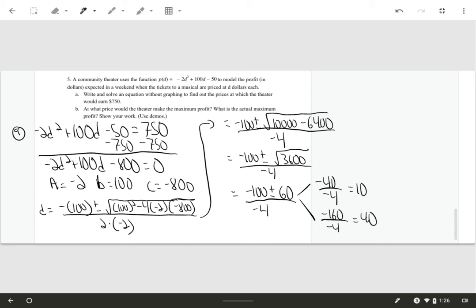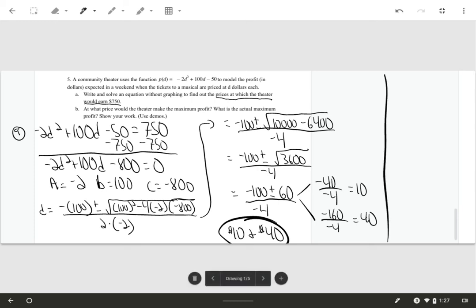is 40. So to answer the question, to find out the prices at which the theater would earn $750, the prices would be if we sold them for $10 each or if we sold them for $40 each. So that is the answer for part A.